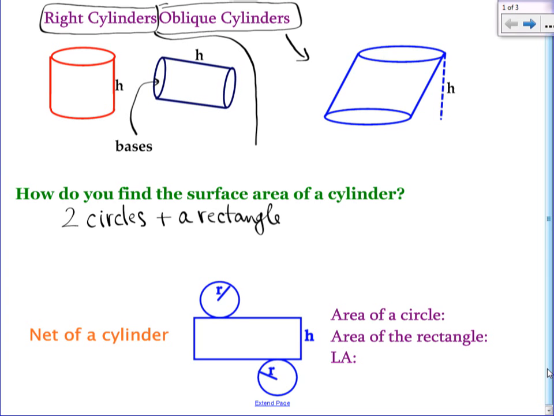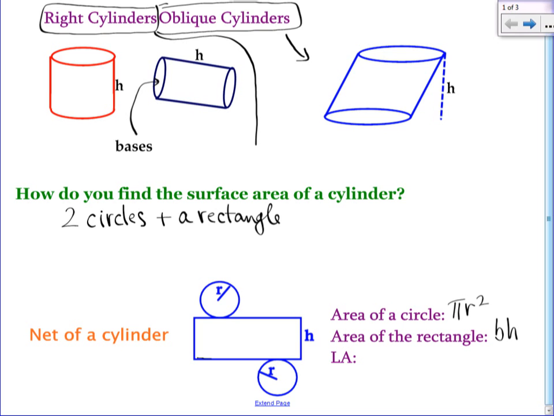Okay, what's the formula for area of a circle? 2 pi r. Nope. Pi r squared. So we're going to do pi r squared. We're going to double it because there's always two circles on a cylinder. And then area of the rectangle, which rectangles have base times height. But we talked about this a couple of sections ago.